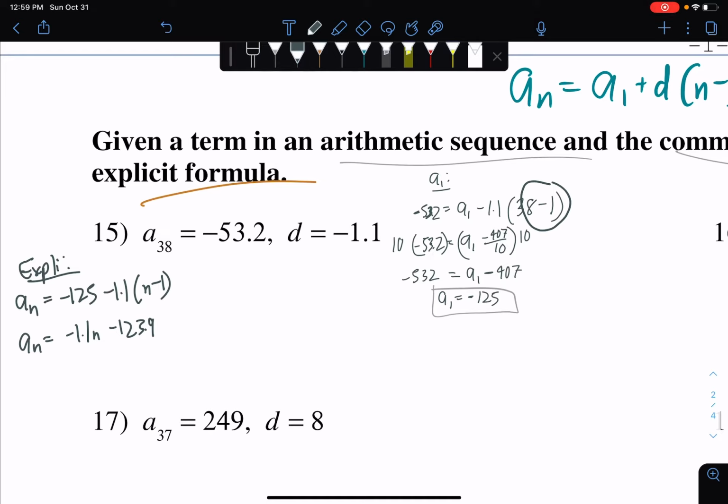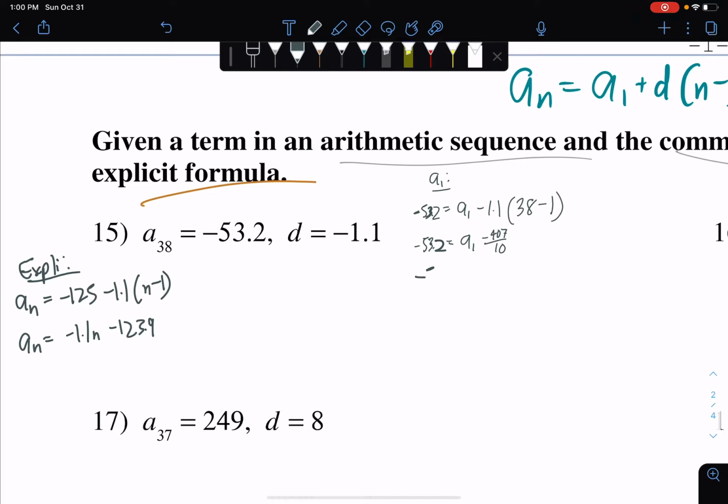Maybe let's try not multiplying both sides by 10. I think we're getting the mistake here. I apologize for the inconvenience, making this video a little longer. But altogether, after all, we're learning. As for me, I'm still not that experienced with the lesson, but I'm trying my best to teach what I can teach. So if we transpose the fraction to the other side, negative 53.2 plus 407 over 10 is equal to a sub 1.